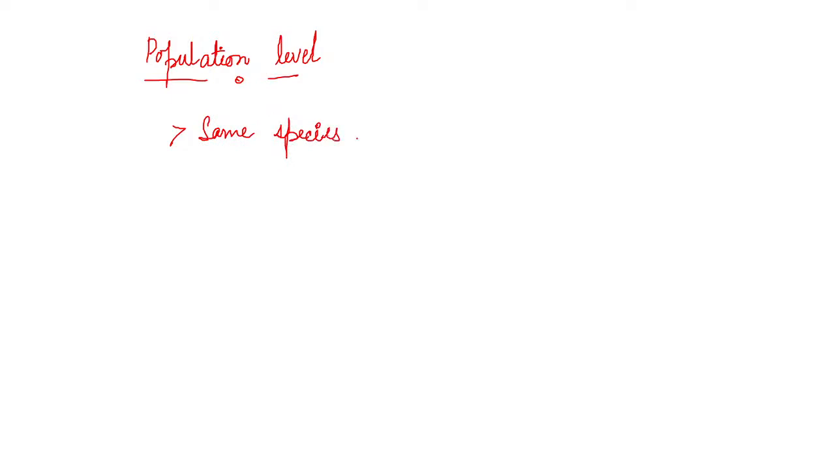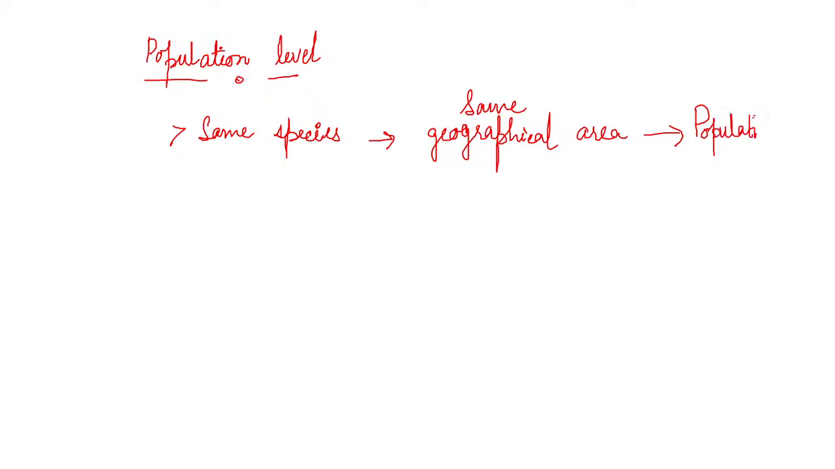Same species who are living in the same geographical area, or residing in the same community. This is known as a population. Now, what type of inheritance of characters can we see in a population?